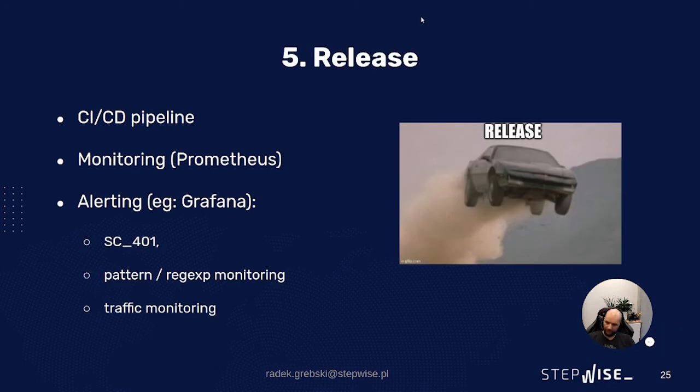Okay, so the last stage is a release. It of course should be done by CI/CD without any manual work. We should apply at this stage monitoring, for example, Prometheus. We should set up alerting for desired situations, for example, for status codes 401, which is unauthorized. We should set up alerts on specific patterns or regular expressions, and we should monitor our traffic. For example, if our application is supposed to run in Poland, if we see some suspicious IPs from not desired countries or areas, we should also take a look at this.